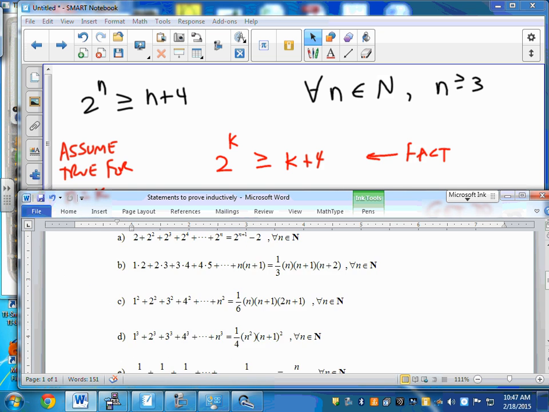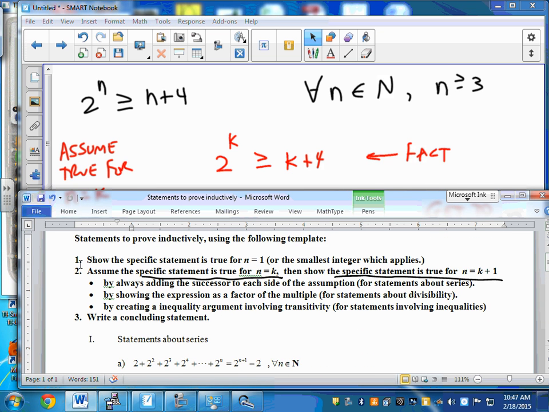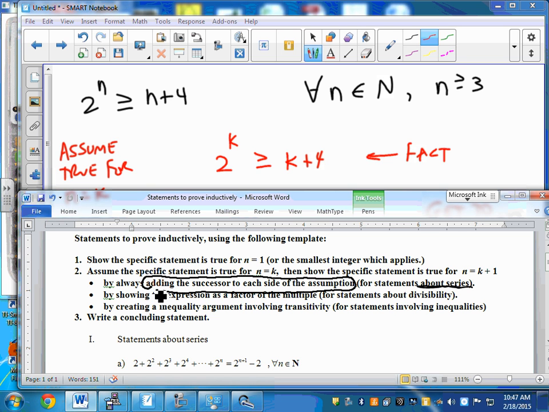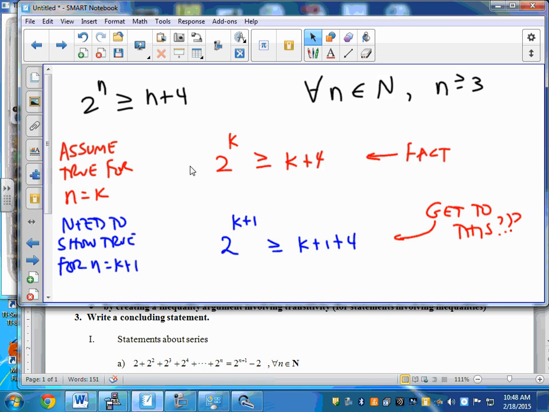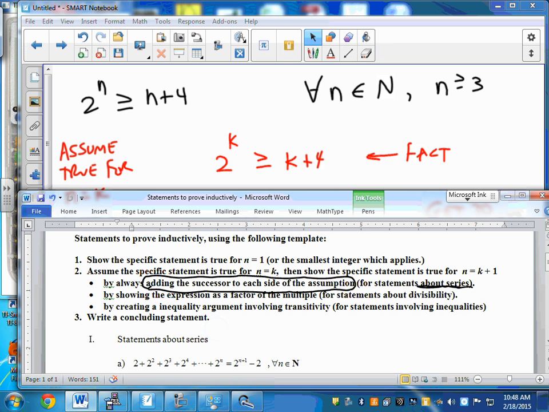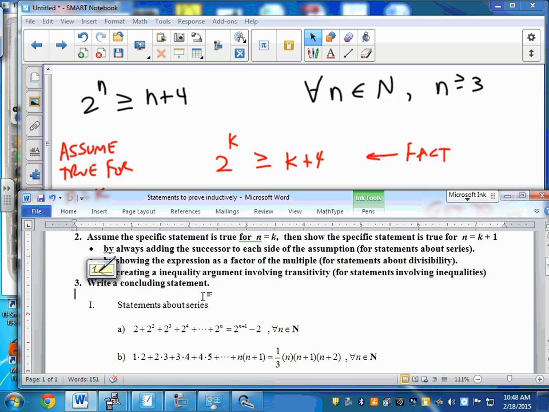Let's go back to our template. Again, hopefully you have this printed off, or at least you're looking at it. How do you get from the assumption to what you need to show? Well, for every statement about series, and this is frankly what we're concentrating on, for series, you simply add the successor. That will always work. Add the successor to each side of the assumption. The series proofs tend to be straightforward. They do tend to be a lot of writing. You've seen a number of series proofs that we've done, and I'll just go ahead and do one of these. I sort of like this one about the sum of squares. You actually will use that in calculus down the road.